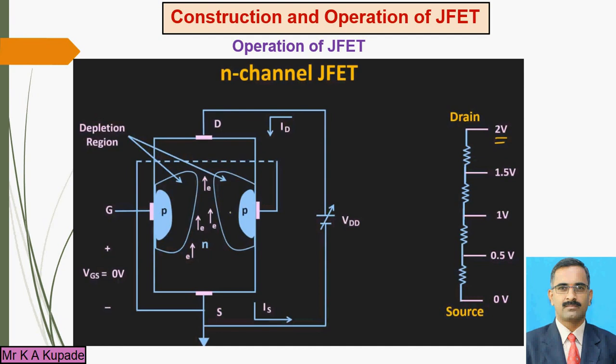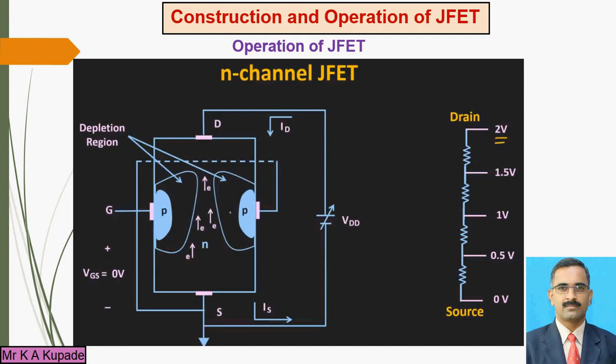Okay, when there is no voltage applied to the gate terminal, see the PN junction at the gate region, on both sides of the bar. This is the N channel JFET, so a large amount of majority carriers, that means electrons, flow from the source to the drain.